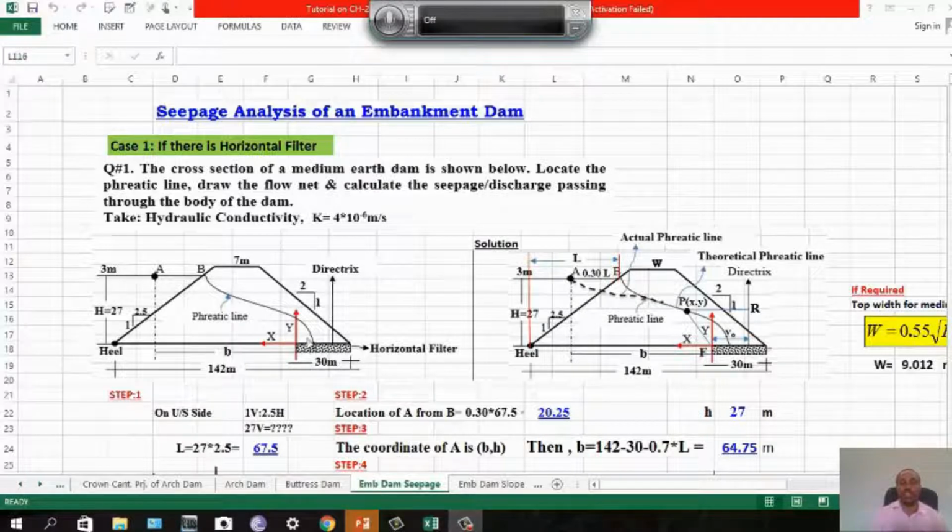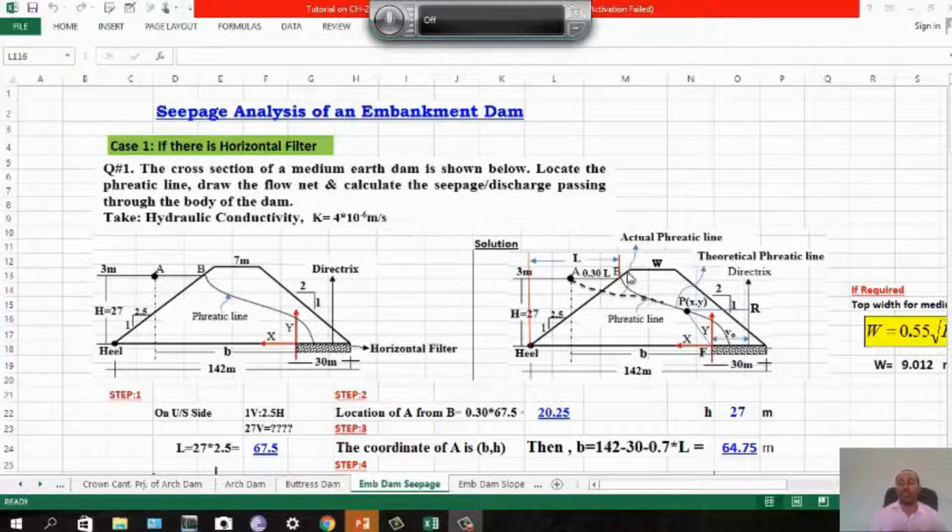So this is the theoretical phreatic line for this embankment. With this dimension, you have a parabola. This is just a parabola curve. Now let us see the solution. You can see the actual phreatic line starts at 0.3 times L, where L means the distance from the theoretical initiation of the seepage line up to the head of the dam. So this is L, then 0.3 L. It starts, then it will go like that, touch the theoretical phreatic line, then go to the horizontal drainage blanket. So this is just a free body diagram for an embankment dam.